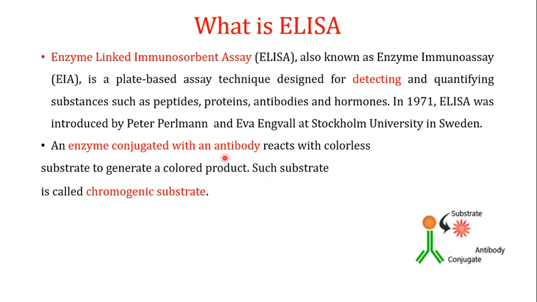So the enzyme conjugated with an antibody is usually called a conjugate when you talk about the ELISA, or sometimes it is known as the antibody conjugate. So the antibody conjugate simply means the antibody that has been attached with an enzyme. So in ELISA, an antibody conjugate will react with its colorless substrate to give you a color product. Now the substrates that are used in the ELISA for these enzymes are called chromogenic substrates, because they are giving you the colored product when they are acted upon by the enzyme.